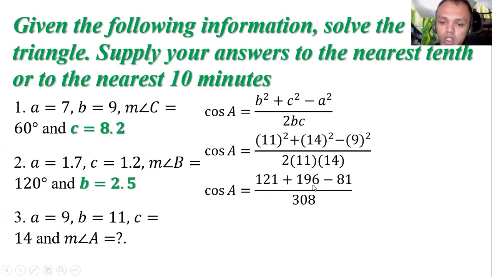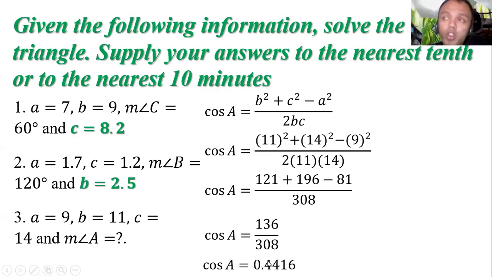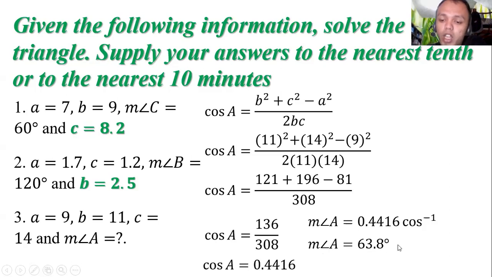121 plus 196 minus 81 is equal to 236. Divide by 308. Then we have 0.4416. Okay? Then what is the inverse cosine of 0.4416? That is equal to 63.8 degrees. Okay? Or 63 degrees and 48 minutes.